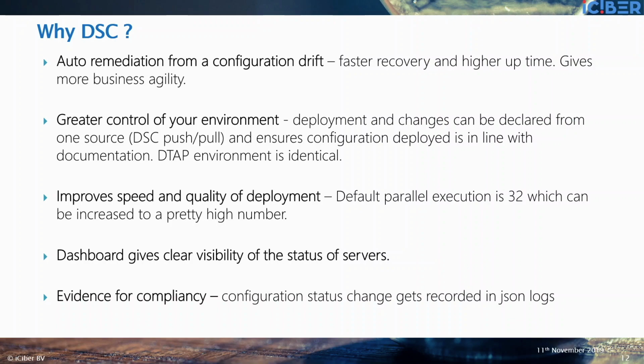DSC improves speed and quality of automation. You can run 32 parallel configurations, and it is possible to scale up to a higher number. You can also configure a dashboard for servers and applications that are managed by DSC. Configuration status changes get recorded in JSON logs and can be used for compliance.